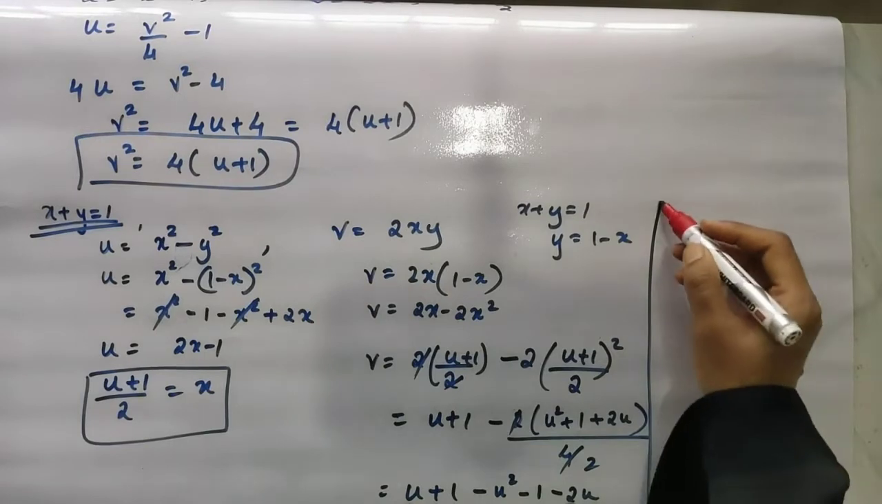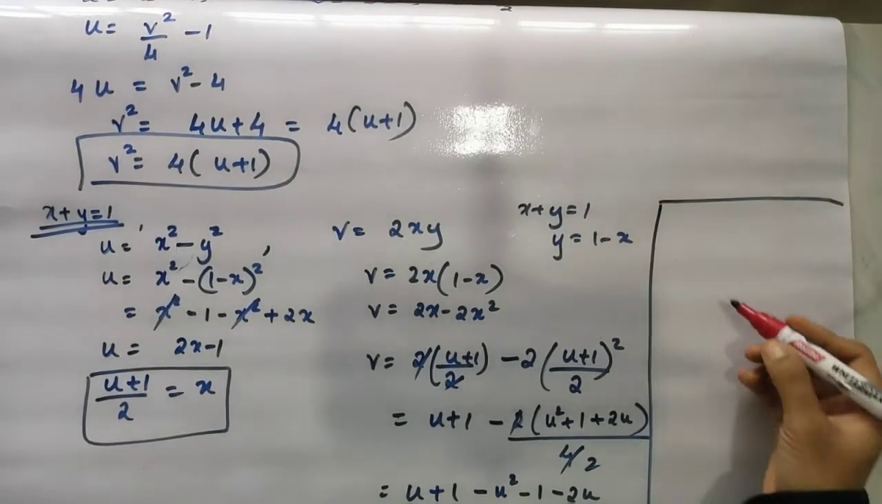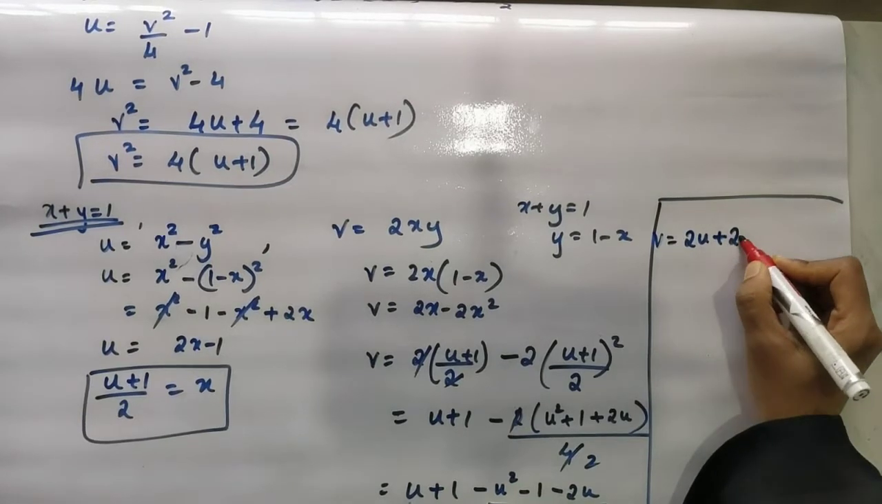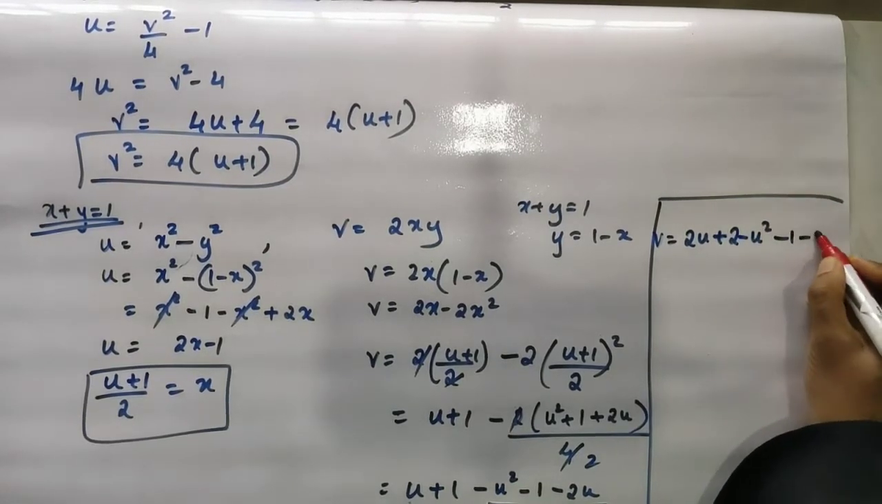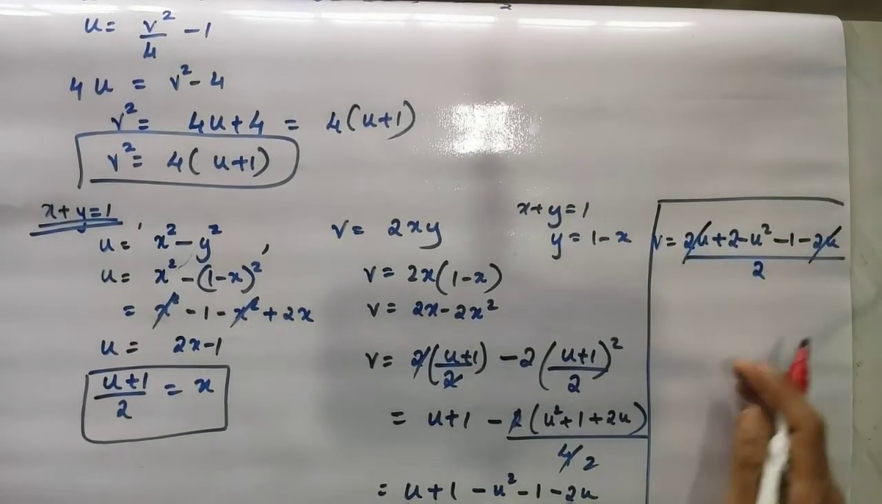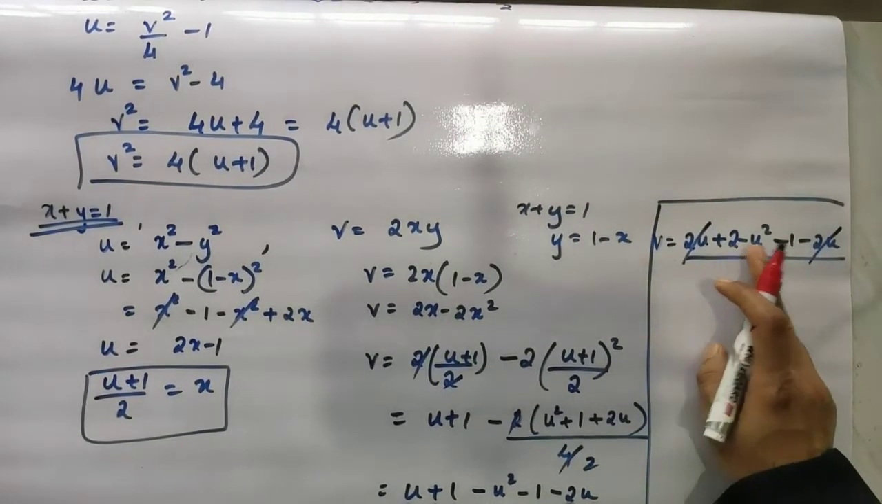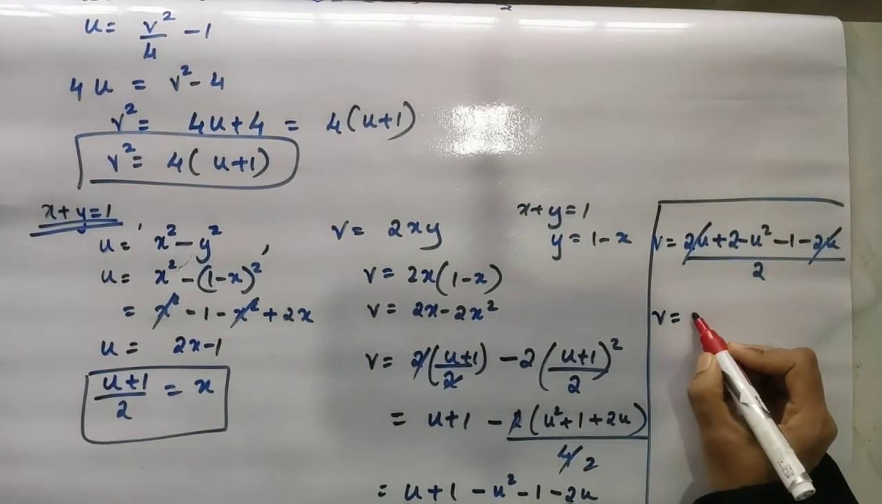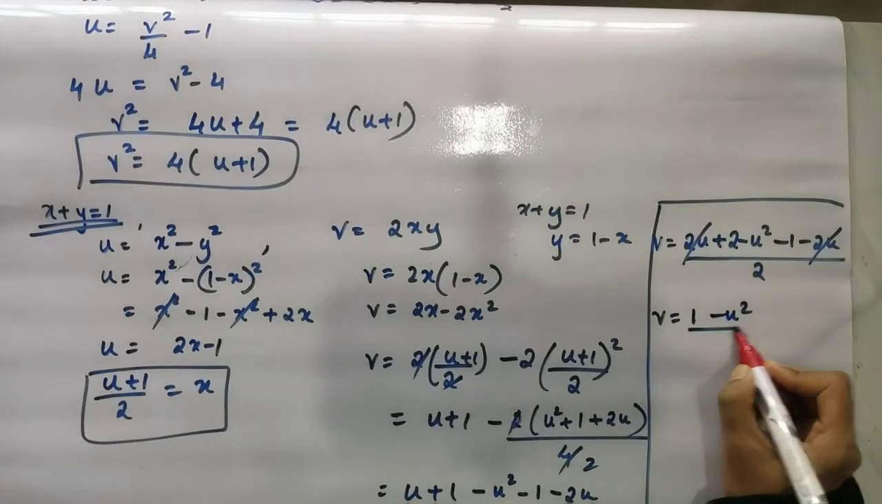I'll just work my last part over here in this small corner. We have v equals 2 times (u plus 2) minus (u square minus 1 minus 2u) divided by 2. So plus 2u minus 2u gets cancelled. Okay, so you have v equals 2 minus (1 minus u square) divided by 2.